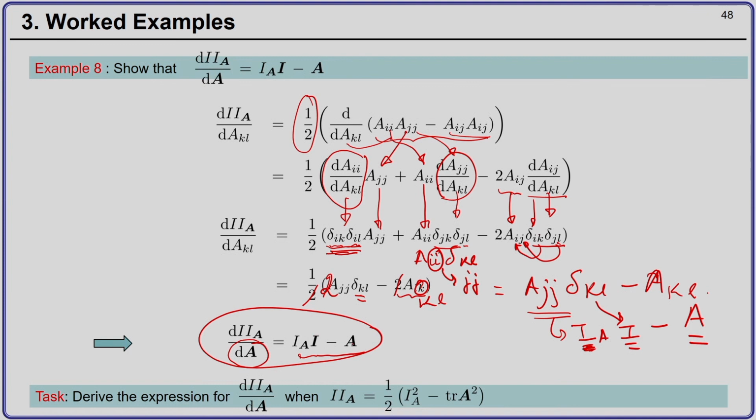Next, you can derive the derivative of the second invariant of the tensor with respect to the tensor when you use the following definition of the second invariant. Remember the last term over here: instead of having A contracted with A, we have trace of A square. You will notice that instead of A here, you should get A transpose, but that is left as a task for you.